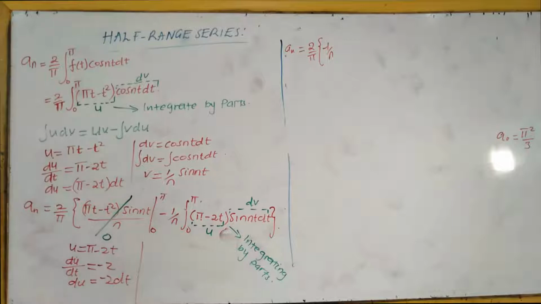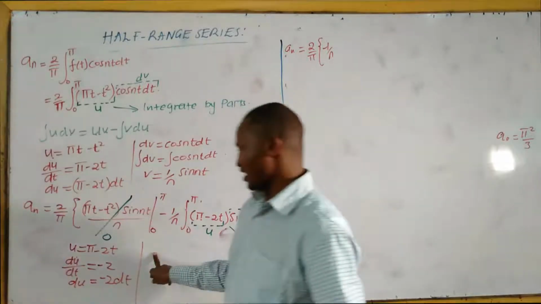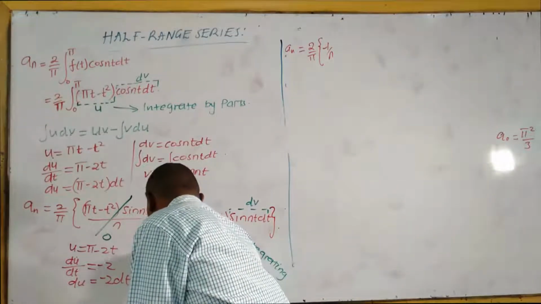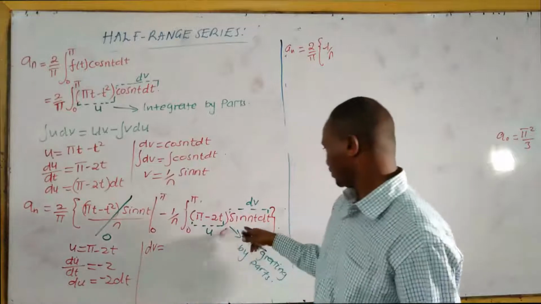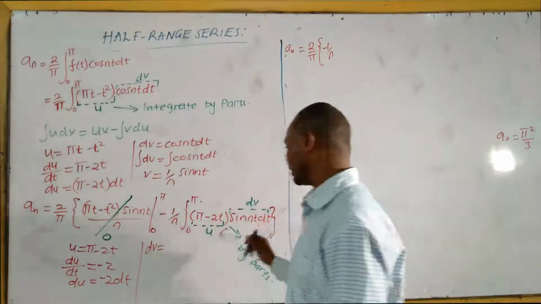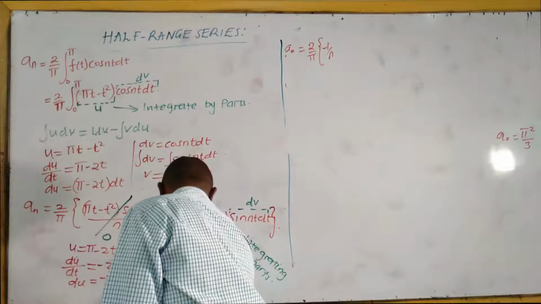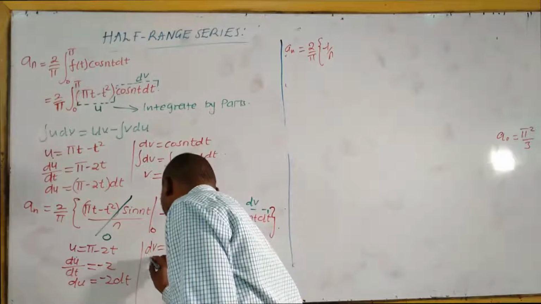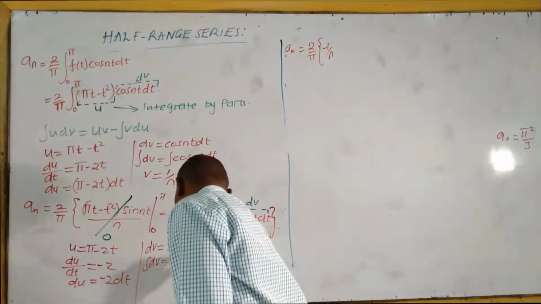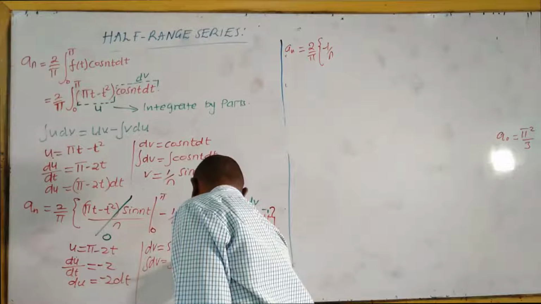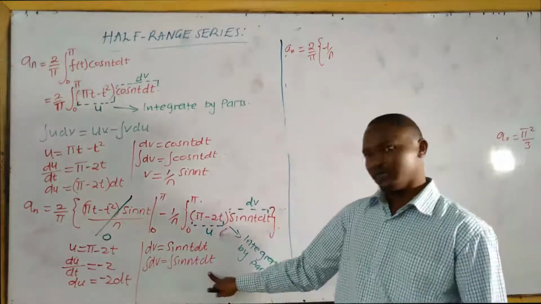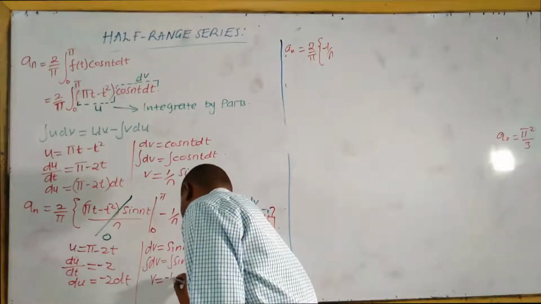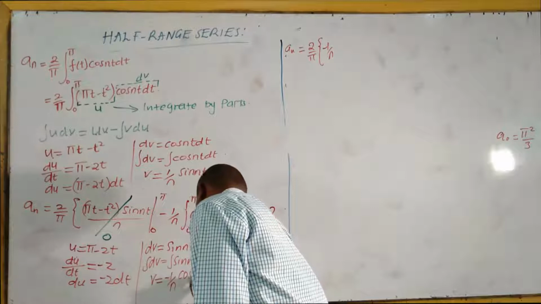I hope I've not gone outside the range of the camera. Here, dv is equal to sin nt dt. So integrate to get v: sin nt integrated with respect to t. If you integrate, v is equal to negative 1 over n cos nt.